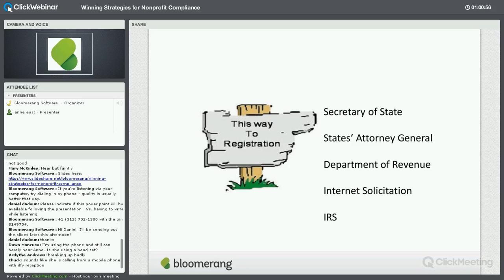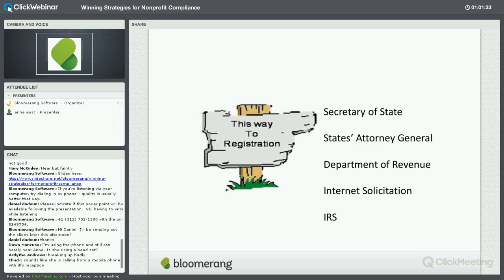In some states, and again, probably in most states, you will have an annual filing, which we'll talk about in a little bit. The second one is your Attorney General. Your Attorney General is the one who receives all the complaints about nonprofits. And again, you will have to register with them. It's a short, usually 2 to 3 page document you can pull up from the website.